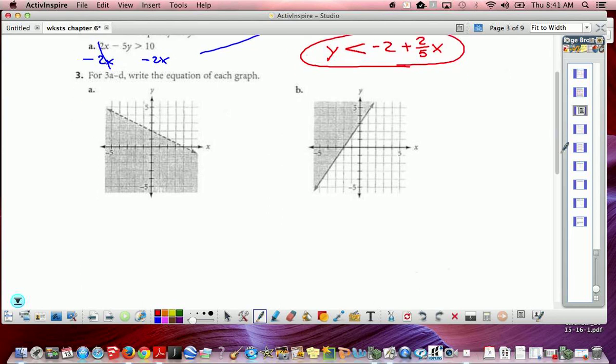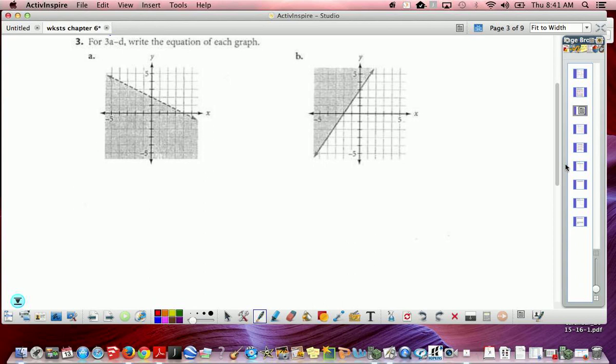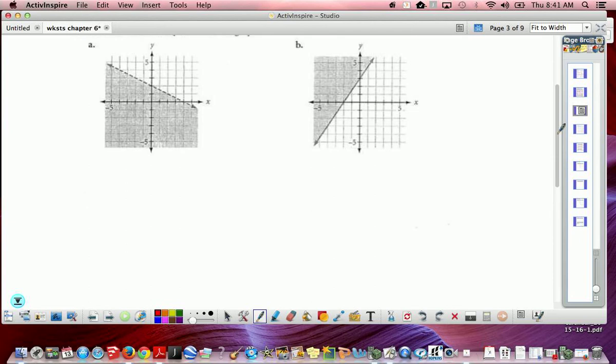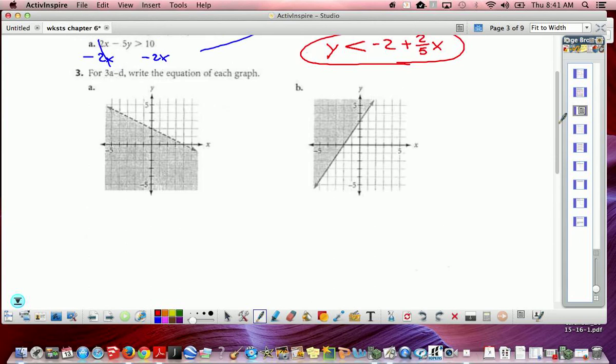Alright, the last two here ask you for 4. Apologize, is there 4? No, there's just 2 of them, so it really should just say for A and B, write the equation for each graph. So, basically the first thing you want to do is get the border line here. So I start off and have students say, alright, what's the slope? What's the y-intercept?